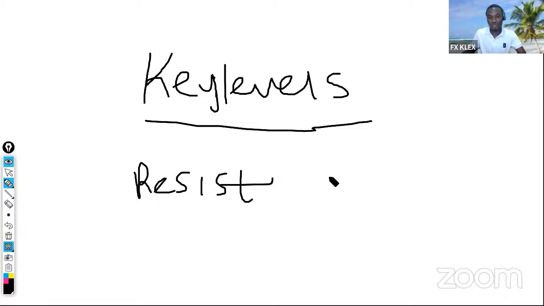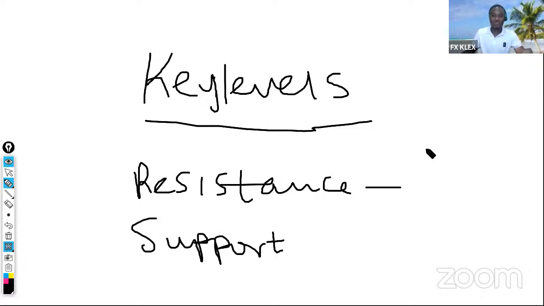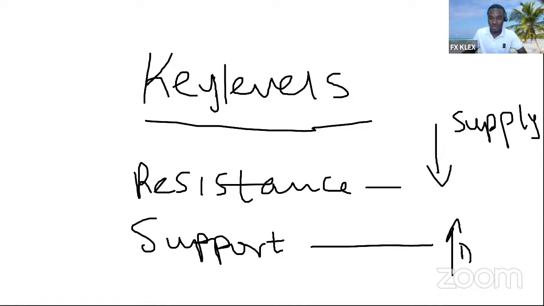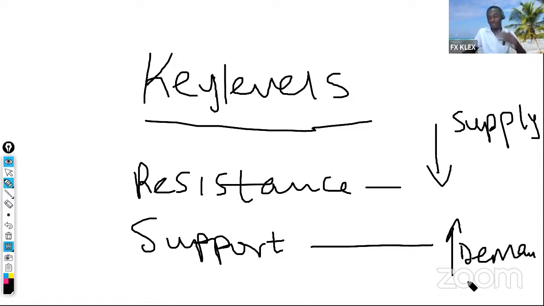At resistance, it means the sellers are willing to sell downward, while at support, the buyers have a high tendency to buy upward. So this resistance right here, we can refer to as the supply zone, whereas the support we can refer to as the demand zone, a point where buyers are willing to move the trend upward and buy upward. So I'm going to show you on my trading chart right now.